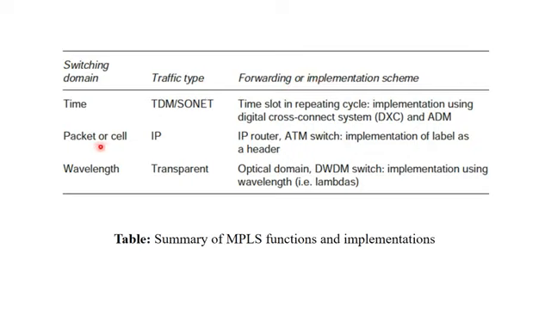So let us take packet or cell. The traffic type is going to be internet protocol. The forwarding or implementation scheme is going to be with the help of IP routers and ATM switches, with implementation of the label as header. And if you go to the wavelength, in such a case we have implementation using wavelength. So these are the various kinds of traffic that MPLS is capable of handling.